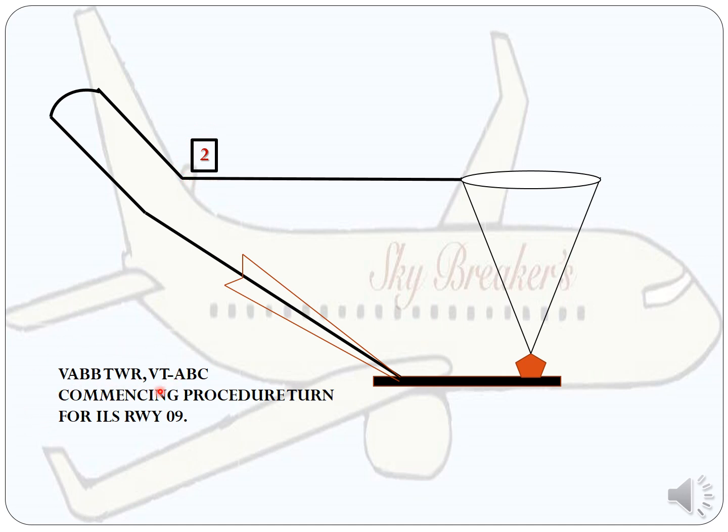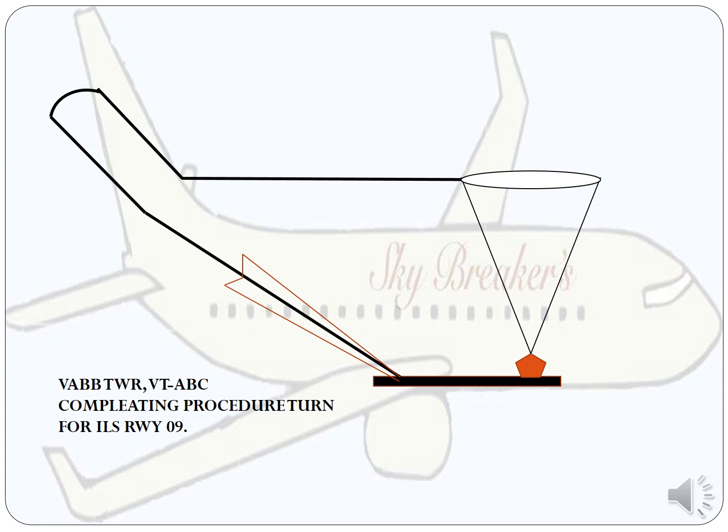"Mumbai tower, Victor Tango Alpha Bravo Charlie, commencing procedure turn for ILS runway 09." You are making the commencing procedure turn, first 45° and after that 180°, and you will come inbound for the landing. So when you are commencing the procedure turn, you need to report. That is the second report you need to make. Here you can see the procedure: "Mumbai tower, Victor Tango Alpha Bravo Charlie, commencing procedure turn for ILS runway 09."